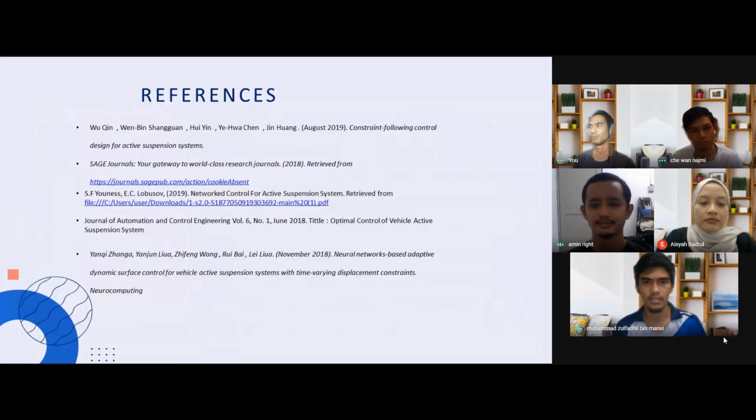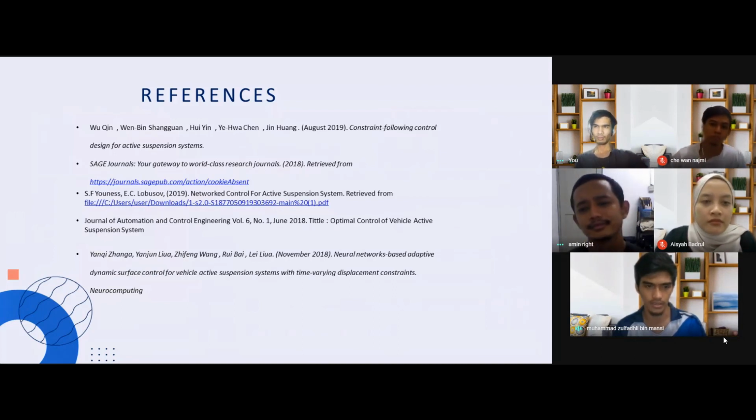And lastly, for the reference, here is the 5 list of references that we use to search for our journal. So as we can see here, the first journal, and the 3 below there.